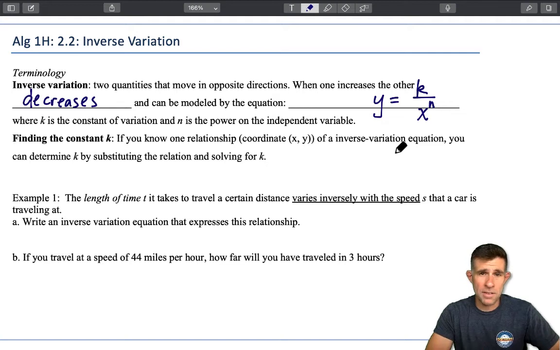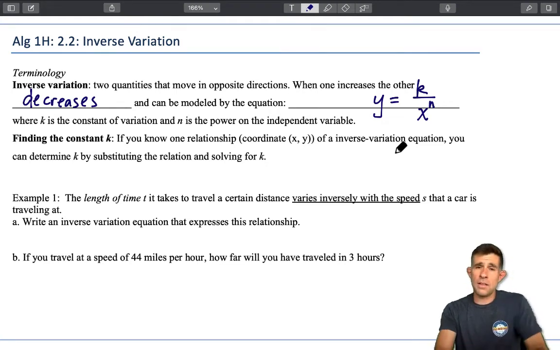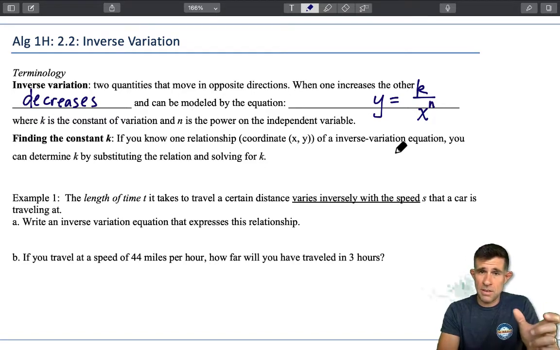In yesterday's lesson, we talked about direct variation. That's where two variables were directly proportional. As one variable increased, the other variable increased as well. Well, today we get the opposite of that. It's inverse variation. Now we're looking at how two quantities are related inversely. As one variable increases, the other variable is going to decrease. In other words, they're going to kind of move in opposite directions.